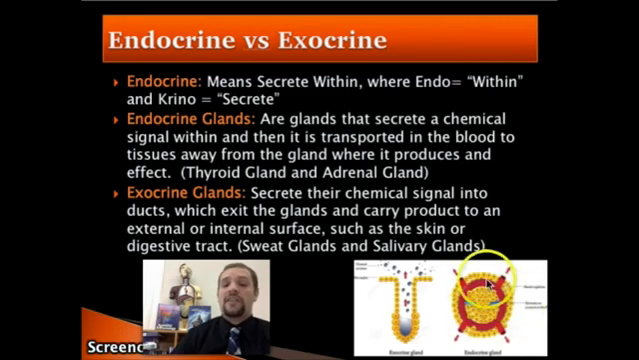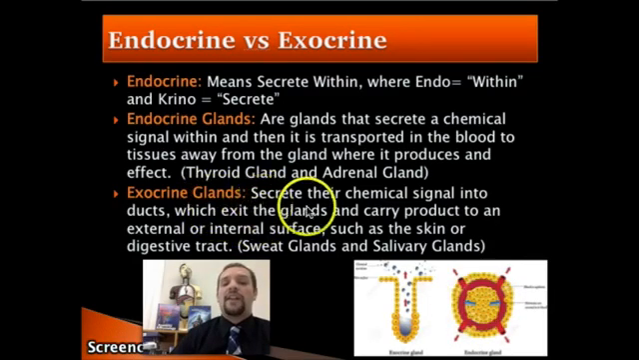And so if we take a look down here, this is going to represent an endocrine gland. Again, we're secreting some sort of chemical signal within that gland that will then be released into the bloodstream. The bloodstream will then circulate that specific chemical signal that was secreted, and then it will have an effect on its target tissues away from this gland.